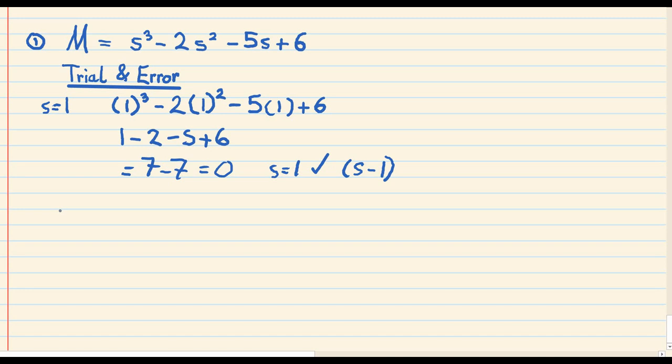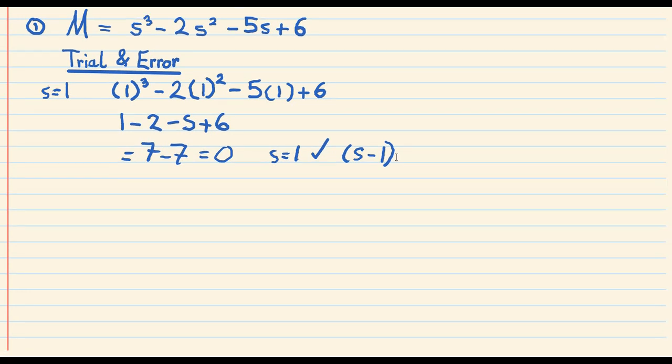Now that you have your first factor, you want to find the other leftover factors. How many factors are there in total? 3. And that's because you have an s cubed over here, meaning that the polynomial is of order 3. Therefore, 3 factors. You found your first factor, you want to find your other 2 factors. The way you do this is by a method called inspection. The first thing you need to do is rewrite this in a different form, which includes this s minus 1.